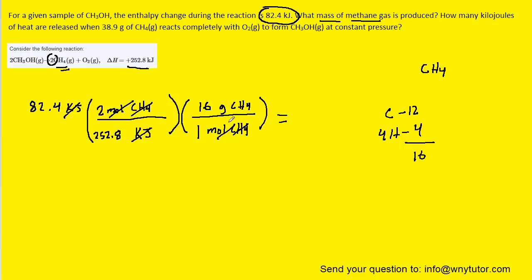Let's pick up our calculators and process this computation. And when we do that, we should get approximately 10.4 grams of CH4 produced. And so this is the correct answer to the first part of the question.